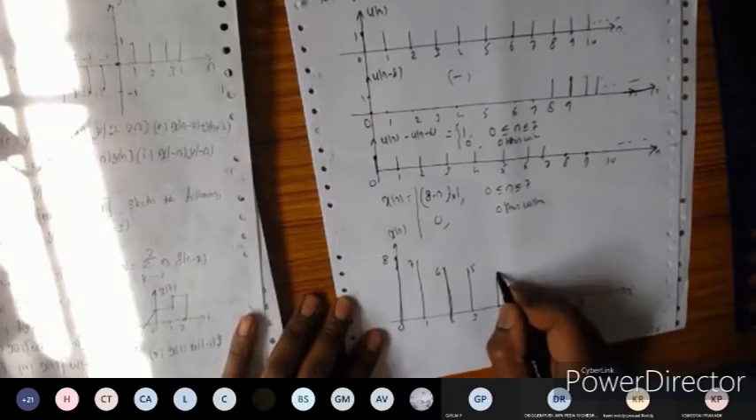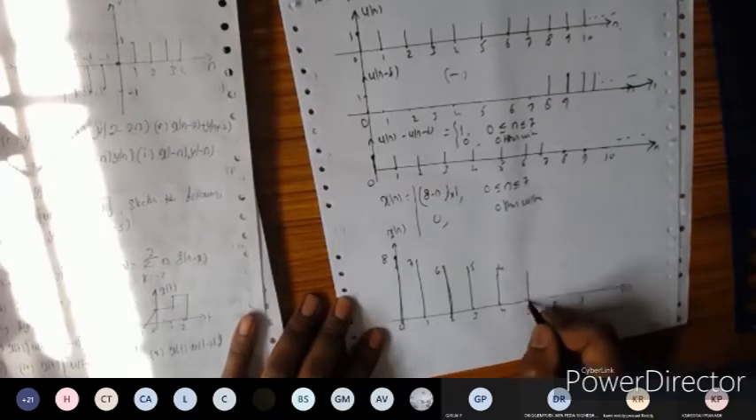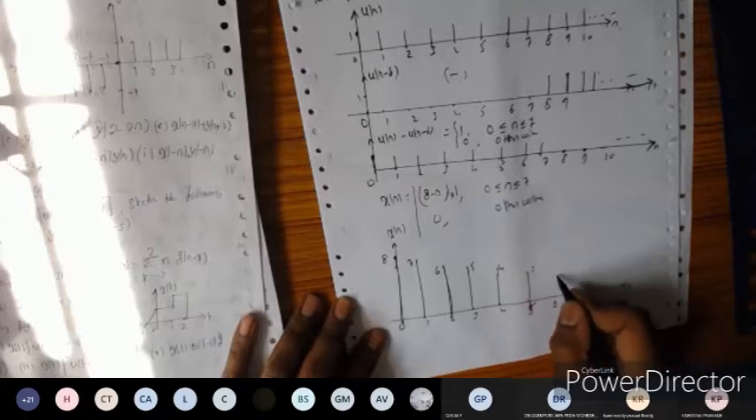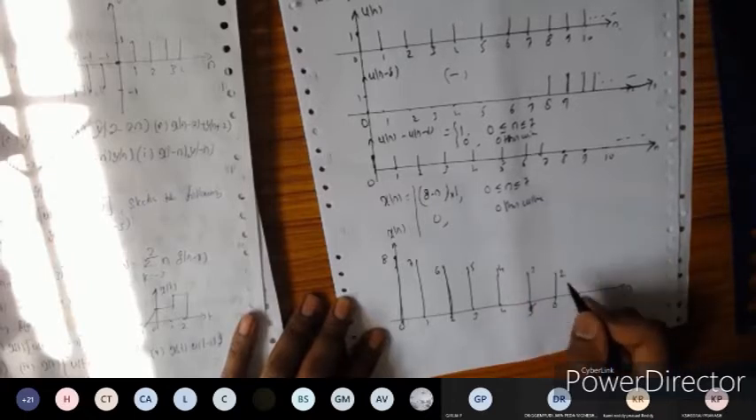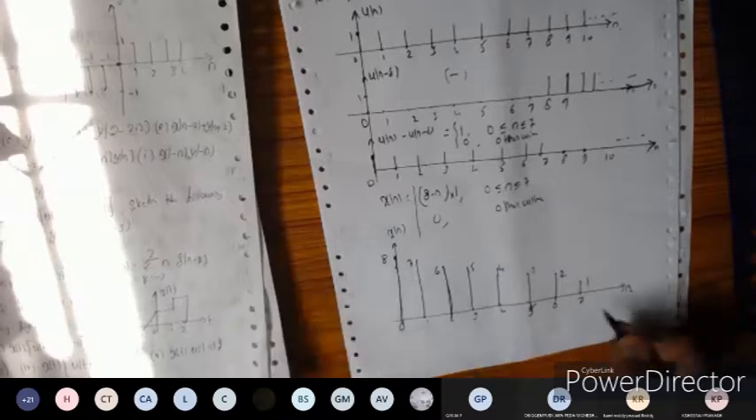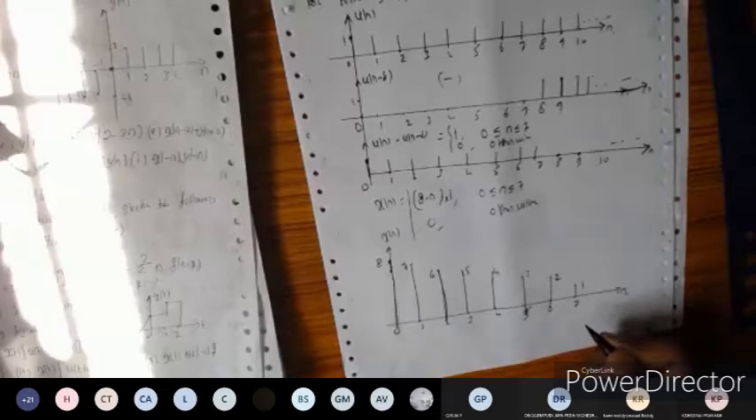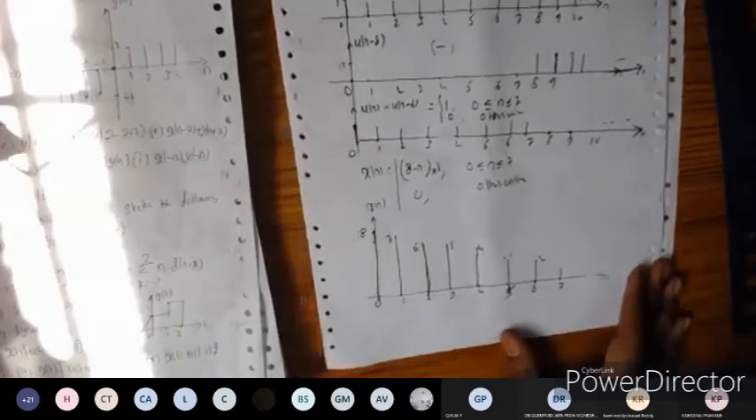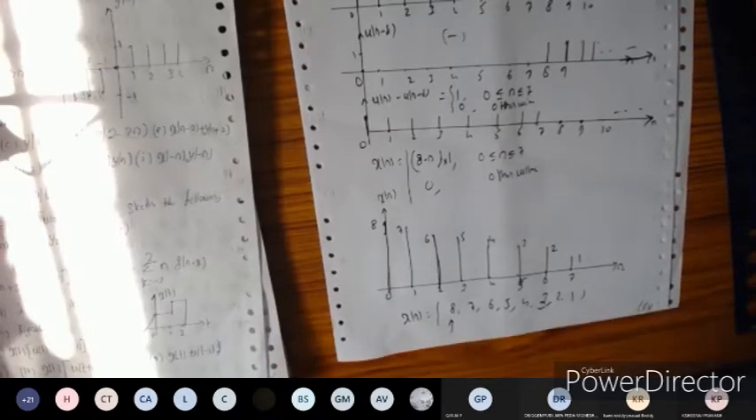So when n is equal to 4, 8 minus 4 will be 4. N is equal to 5, so 8 minus 5 will be 3. When n is equal to 6, 8 minus 6 will be 2. When n is equal to 7, 8 minus 7 will be 1. From n is equal to 8, it will become 0. So this is the waveform of x of n. In terms of the mathematical values, we can write 8, 7, 6, 5, 4, 3, 2, 1. This is the origin.